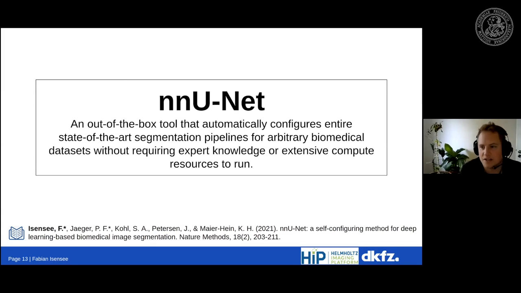nnU-Net is essentially our proposed solution for all of these problems. When you make us describe nnU-Net in one sentence, what we would say is that it's an out-of-the-box tool that automatically configures entire segmentation pipelines for any data sets in the biomedical domain, and it does that without requiring any expert knowledge or relying on extensive compute resources to run.